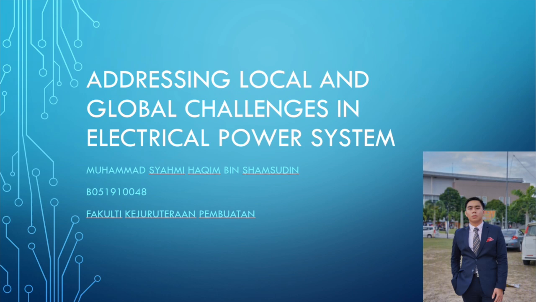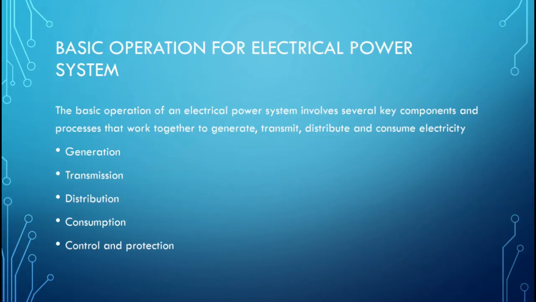Today I would like to talk about addressing local and global challenges in electrical power systems. The basic operation of an electrical power system involves several key components and processes that work together to generate, transmit, distribute, and consume electricity. Here is an overview of each stage. Number 1, generation. Number 2, transmission. Number 3, distribution. Number 4, consumption. And last, control and protection.